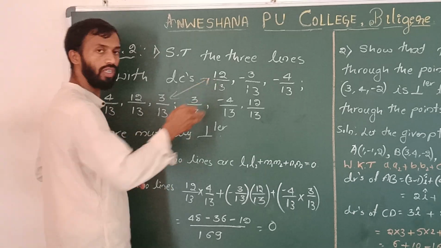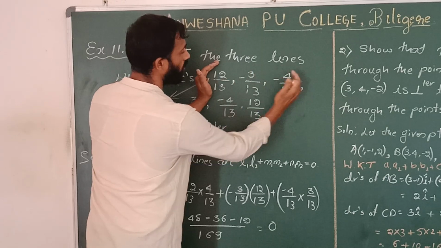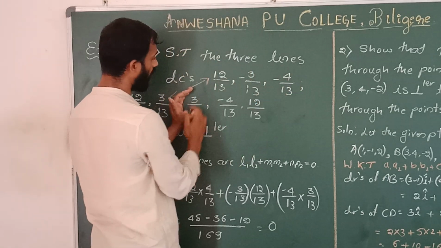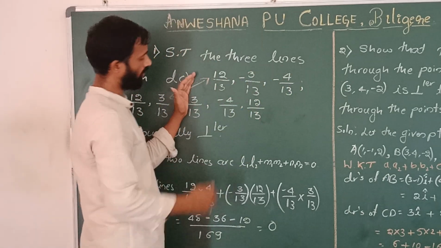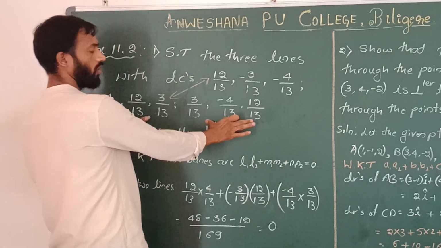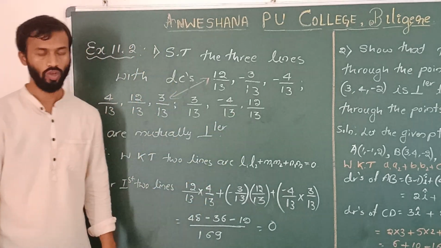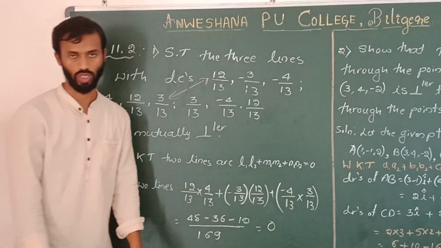Similarly, you need to prove it. Please do it yourself for these both. Take this as L1 M1 N1 and this as L2 M2 N2. Prove that if you apply this operation, you will be getting 0. Similarly, for these both, apply and prove that they are perpendicular to each other. Okay, so now let's move to the next question.